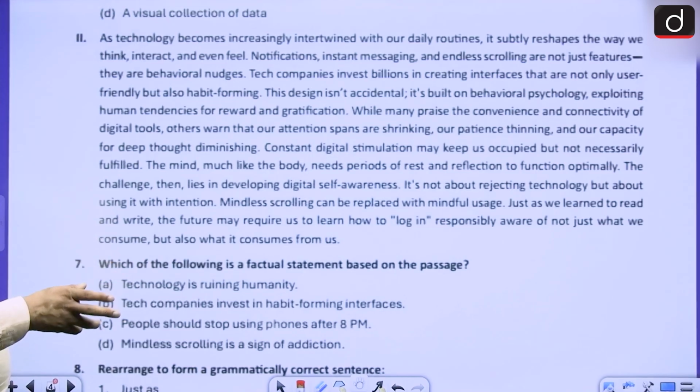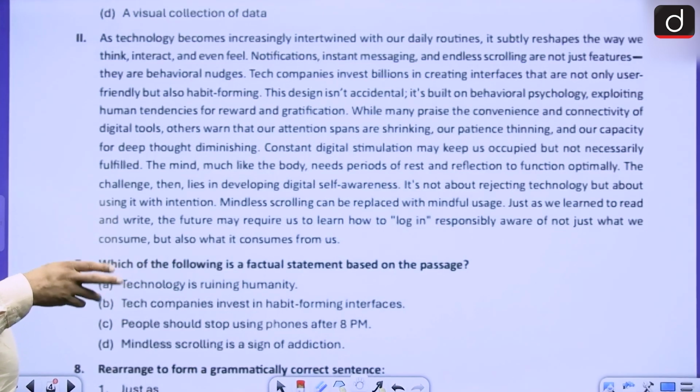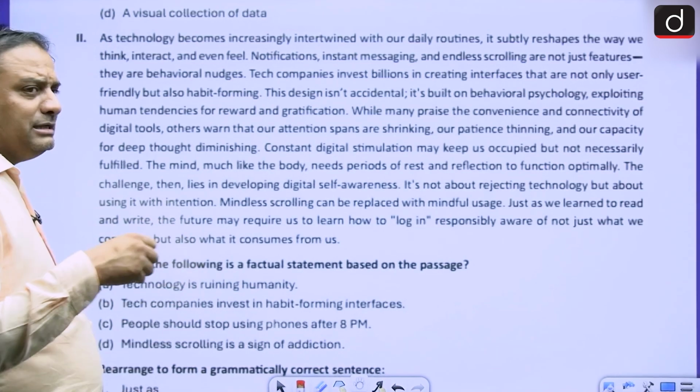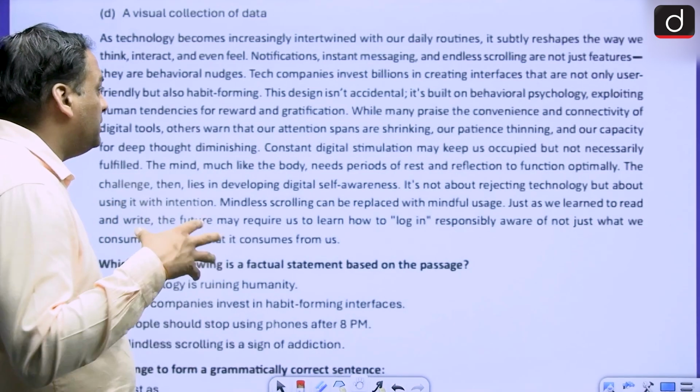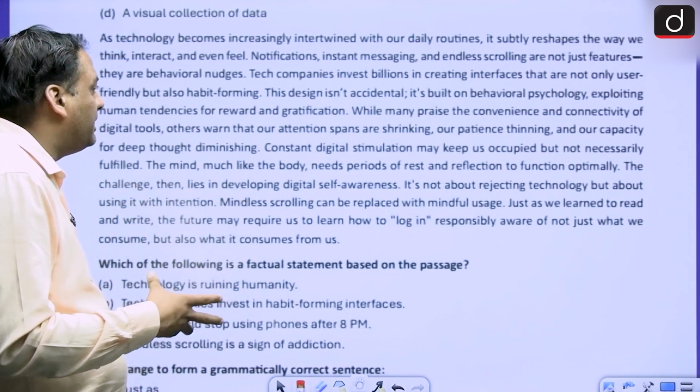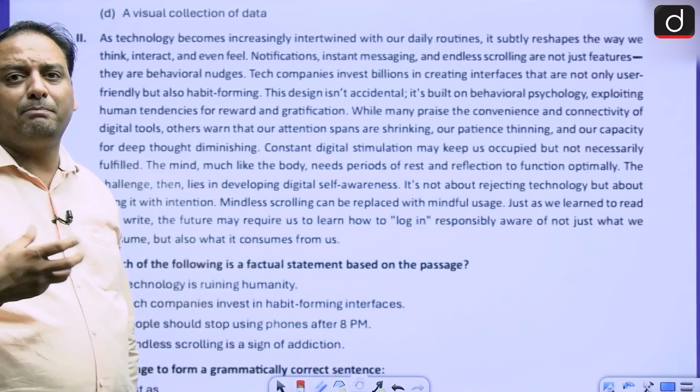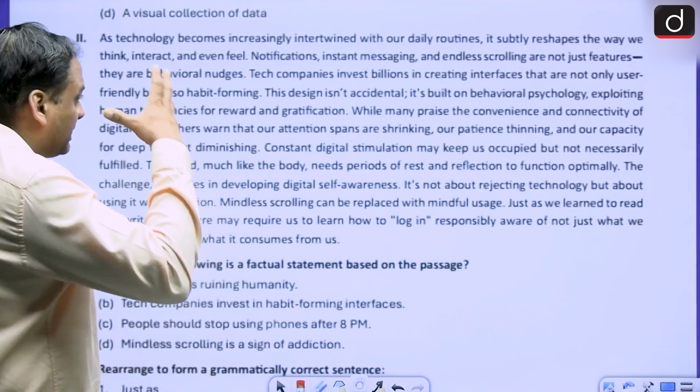Exploiting human tendencies for reward and gratification. Human tendencies, how we think, how we work. Gratification means pleasure and satisfaction.